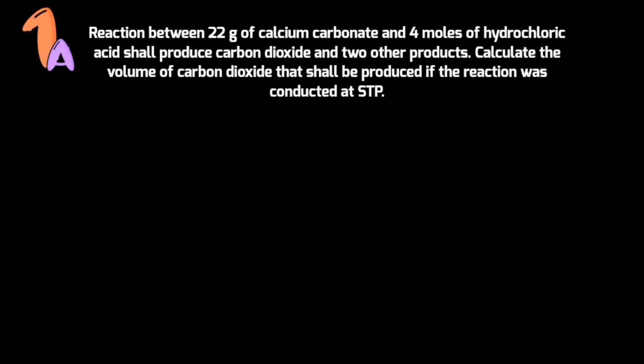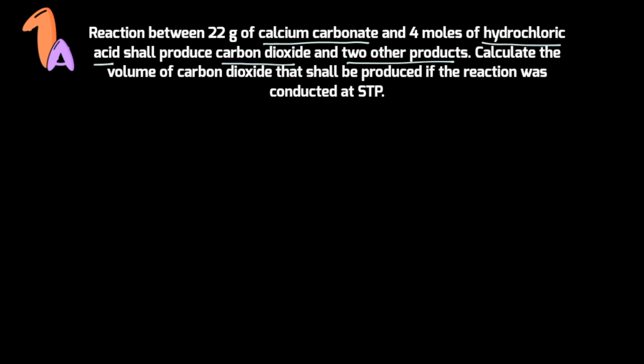Question number 1A. Reaction between 22 grams of calcium carbonate and 4 moles of hydrochloric acid shall produce carbon dioxide and 2 other products. Calculate the volume of carbon dioxide that shall be produced if the reaction was conducted at STP. In order for you to answer this question, you should be able to write a balanced equation for this reaction. So in this reaction, you have calcium carbonate which will react with hydrochloric acid, which will produce carbon dioxide and 2 other products. So let's write this information first.